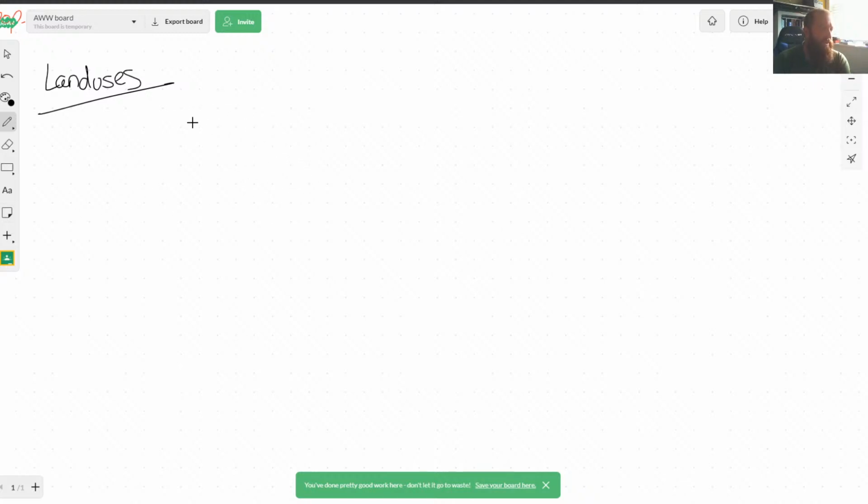Right, if we're looking at land use then, you could do this as a mind mapping exercise of trying to think about what do we use land for. So obviously we've got things such as buildings and cities, farming. We could have, let's just put national parks.